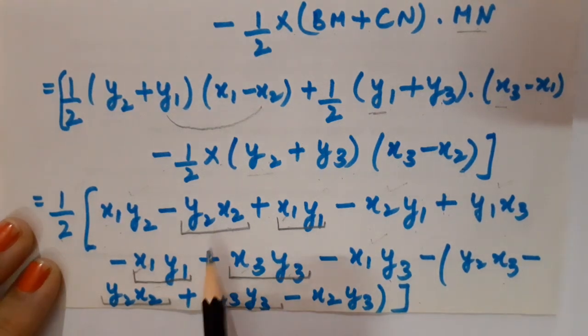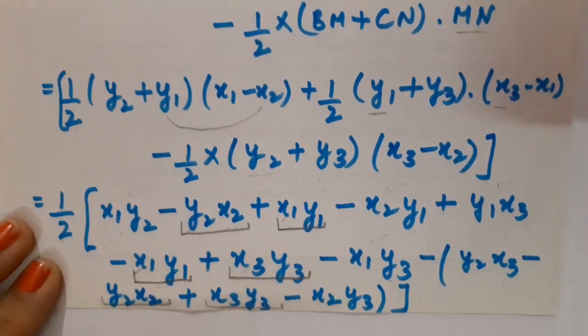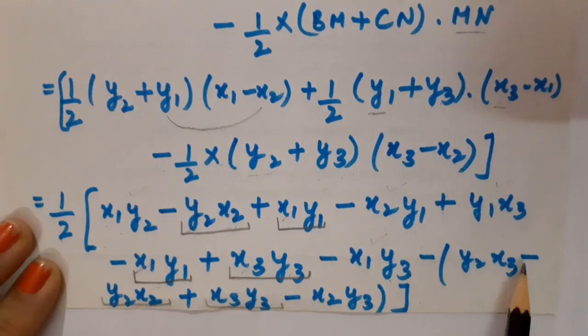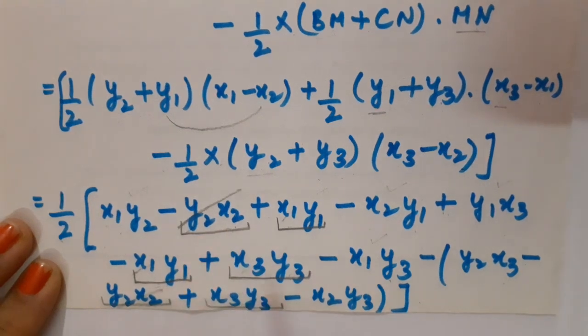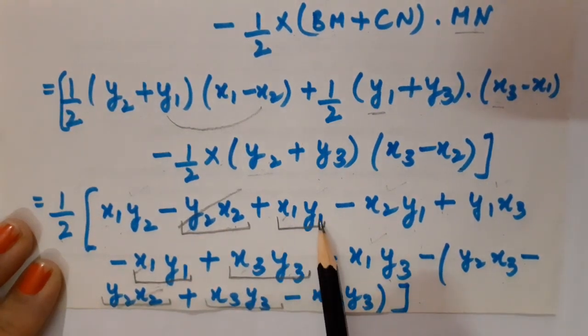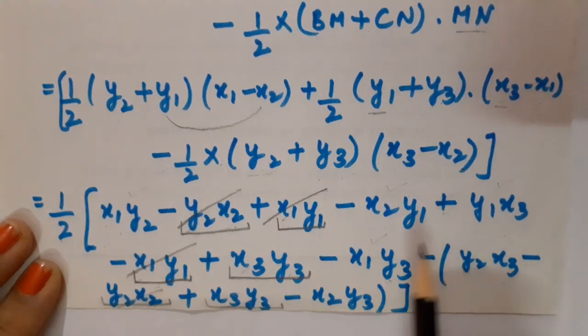Now children, here you can see this is also y2 x2 and one more y2 x2 is also present over here. When this minus sign will enter inside the bracket, it would become plus, but this is minus, so both are going to be cancelled. In the same manner, x1 y1 is with plus sign and x1 y1 is with minus sign, cancelled. Now x3 y3 is with plus sign, but this minus will enter inside the bracket, so it would become minus x3 y3. Again, both are going to be cancelled. So whatever are left, that I am going to show you now.